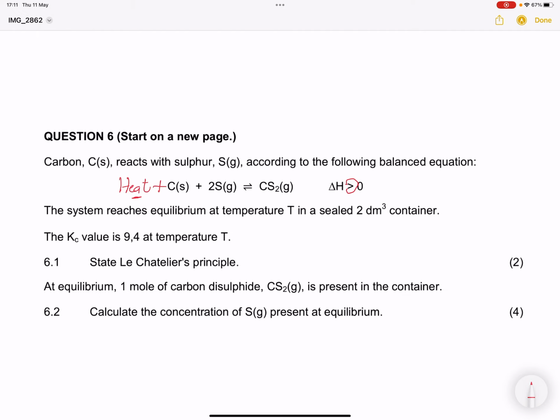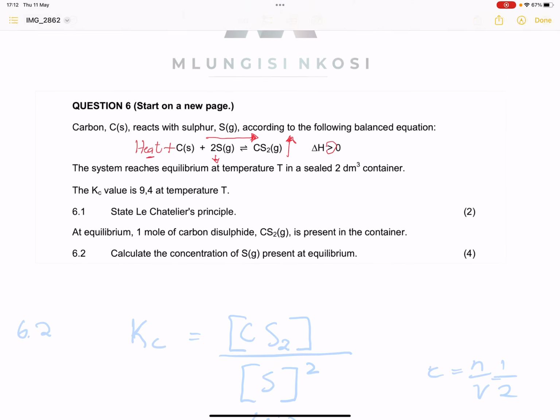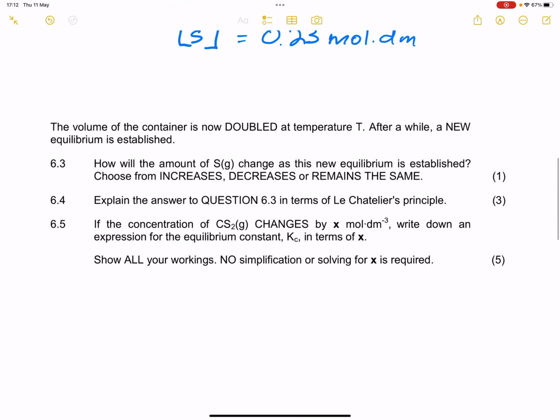It means that the forward reaction is endothermic. So the moment we increase temperature, we favor the endothermic reaction. So it means that the forward reaction will be favored. So what happens? It means carbon disulfide will actually increase. It means sulfur, in this case, will definitely decrease. So with an increase in temperature, we know in this case this will decrease.